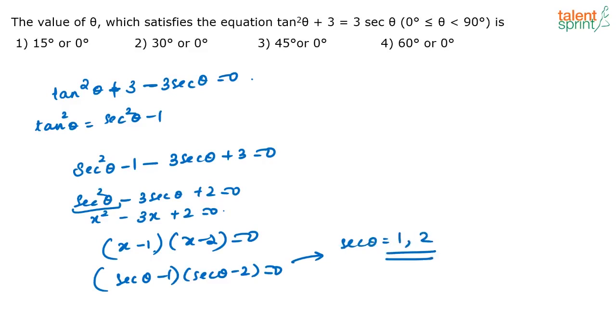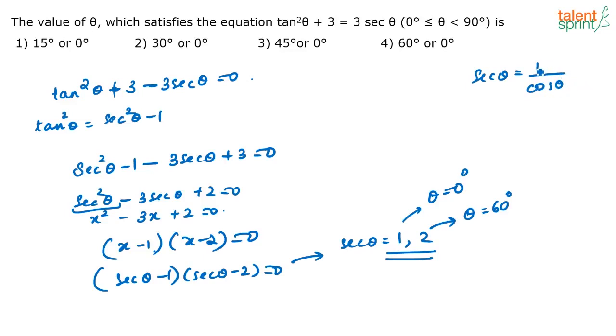So when is the value of sec theta 1? The value of sec theta is 1 when theta is equal to 0 degree, and the value of sec theta is 2 when theta is equal to 60 degree. See, what is sec theta? Sec theta is 1 by cos theta, correct? So its value is 1 when theta is 0, correct? Similarly, its value is 2 when cos theta is 1 by 2, in that case only sec theta will be 2.